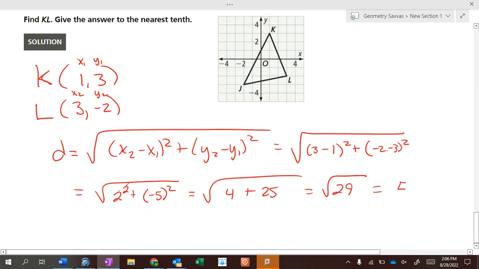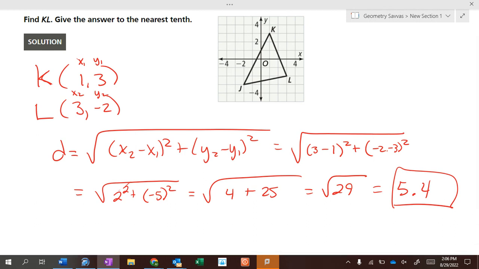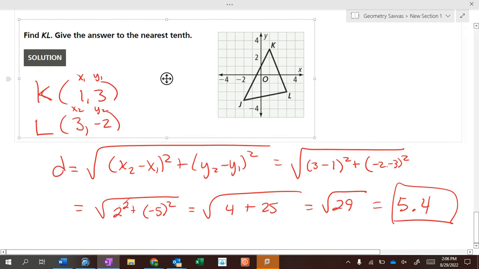The square root of 29 is 5 point what? About 5.4? 5.4. Okay. So that's the basics of what we're doing today: the midpoint formula, which is an ordered pair. You add up the two x's, divide by 2, add up the two y's, divide by 2. And then the distance formula, where you plug numbers into this formula.